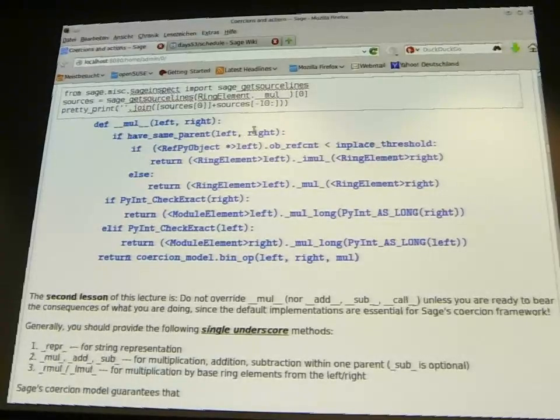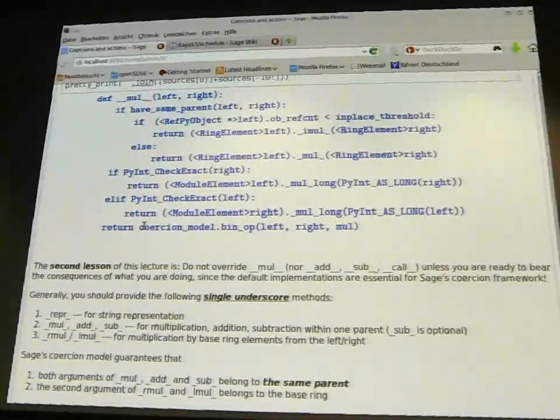If both live in the same parent, then there's either some imul multiplication, I'm not talking about this, or it will let this method do the real work. So this is a single underscore multiplication method. So you would implement the single underscore multiplication method and simply leave the double underscore multiplication method as it is. If they do not belong to the same ring, but if it happens to be an integer, then it just tries to return this. Well, if it does not work, then the next thing is tried. And in the very end, there's a coercion model involved, and the main part of this talk will be about this coercion model.